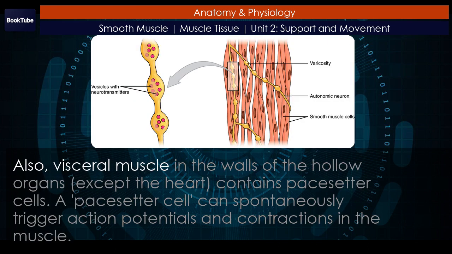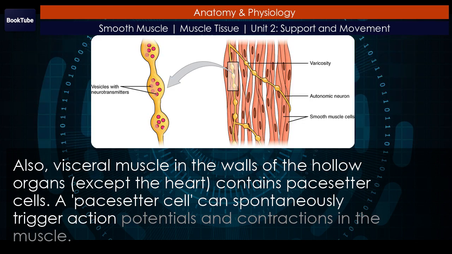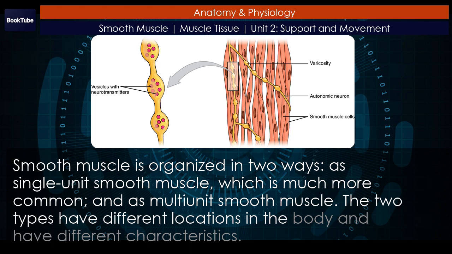Also, visceral muscle in the walls of the hollow organs, except the heart, contains pacesetter cells. A pacesetter cell can spontaneously trigger action potentials and contractions in the muscle. Smooth muscle is organized in two ways: as single-unit smooth muscle, which is much more common, and as multi-unit smooth muscle. The two types have different locations in the body and have different characteristics.